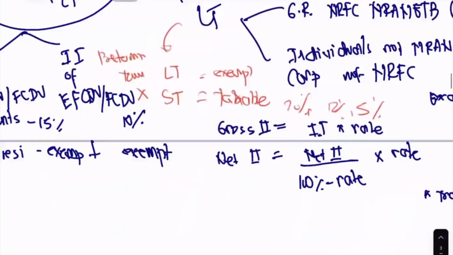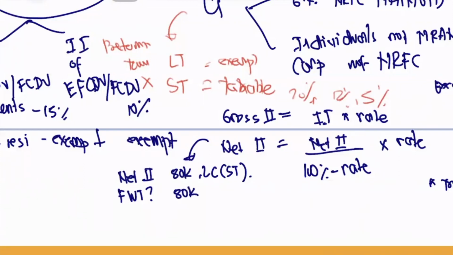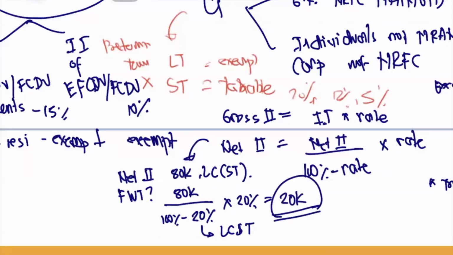Okay, let's say for example here, you have a net interest income amounting to 80,000 on a local currency short term. How much is the final withholding tax? So to get that, you get 80,000 divided by 100% less the rate of 20%, because 20% is the rate for local currency short term. You multiply now to the final tax of 20%, then our tax due is 20,000 pesos.